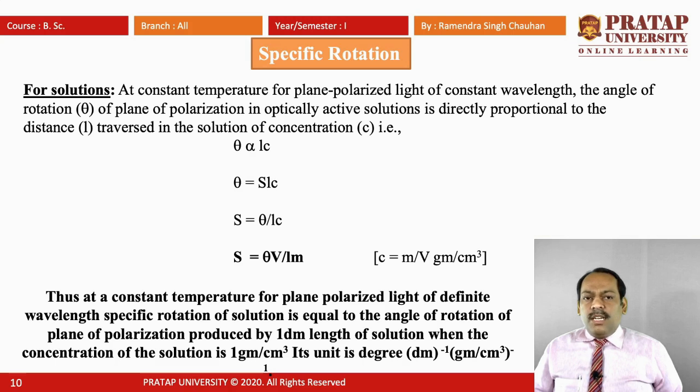Thus, at a constant temperature for plane polarized light of definite wavelength, the specific rotation of a solution is equal to the angle of rotation of the plane of polarization produced by 1 decimeter length of solution when the concentration of the solution is 1 gram per centimeter cube, and its unit is degree per decimeter per gram per centimeter cube.